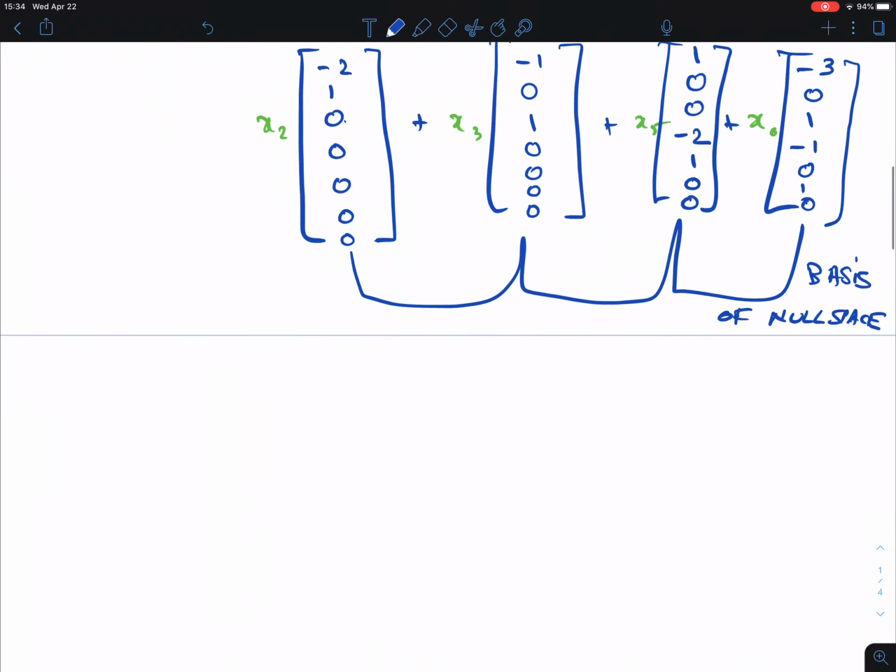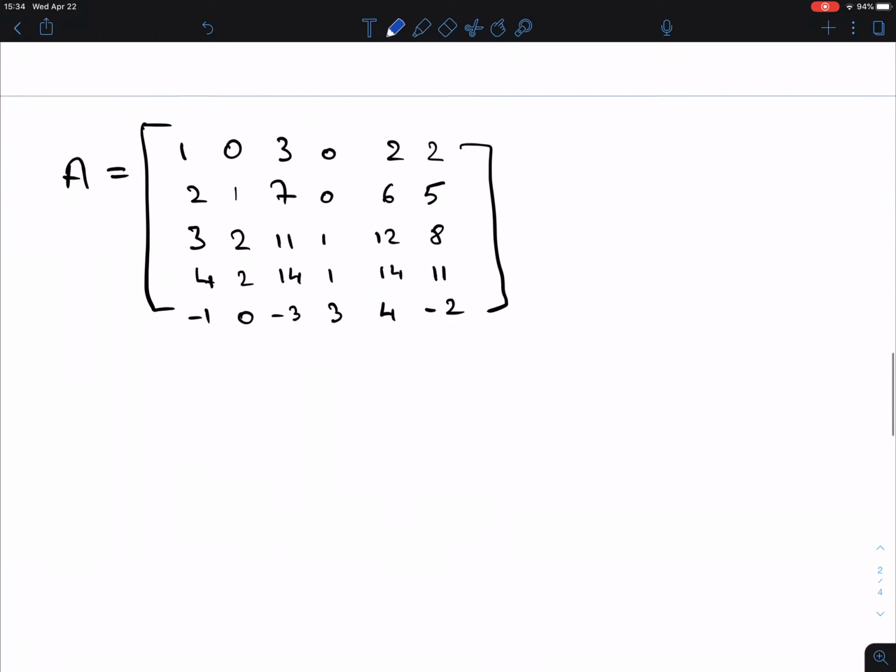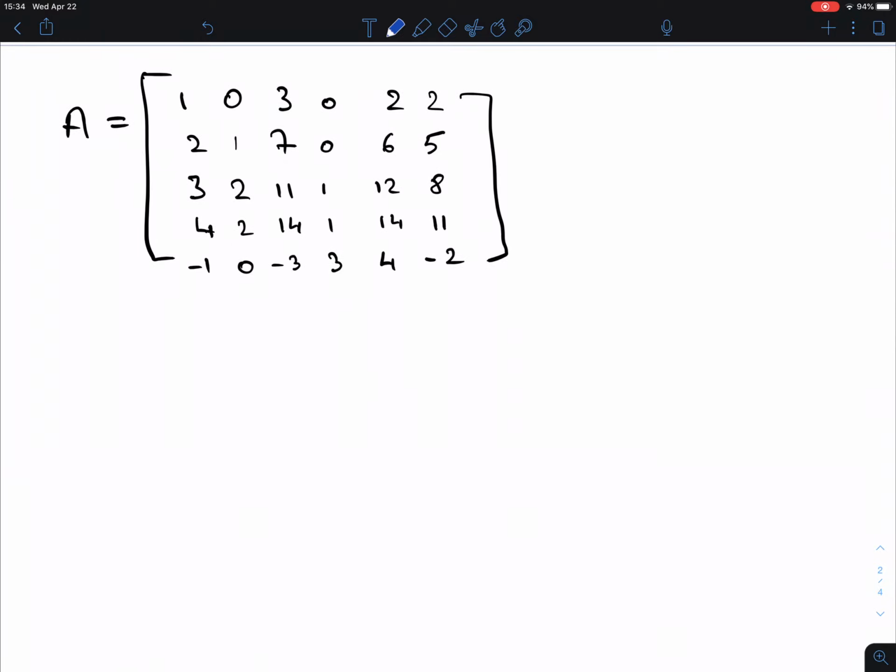Okay. So let me do one more example. I have it already prepared here. I know it's a little bit of work. It's going to be a bit long video, but it's good to practice these things. So we're going to use this one again. So row 2 minus 2 times row 1. Sorry, let me do this over again because I need the space. Let's do this. Row 2 minus 2 times row 1. Row 3 minus 3 times row 1. Row 4 minus 4 times row 1. And then row 5 is row 5 plus row 1.